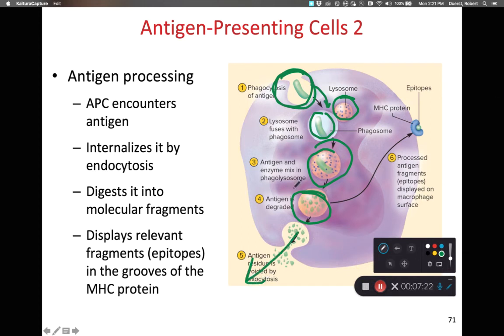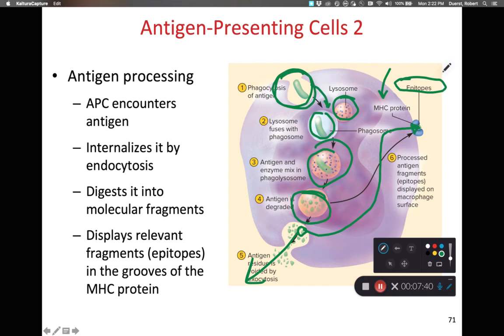But a couple of those little pieces are going to be scooped up and then put on the surface of our antigen-presenting cell. And those little pieces that are put on the surface are called epitopes. And they're held in place by an MHC protein.